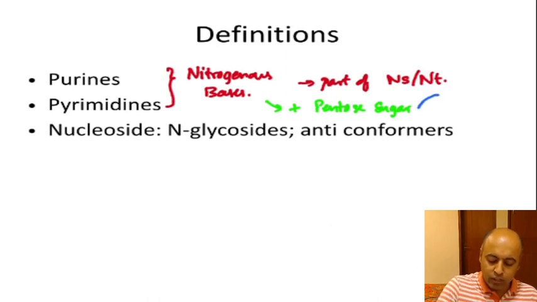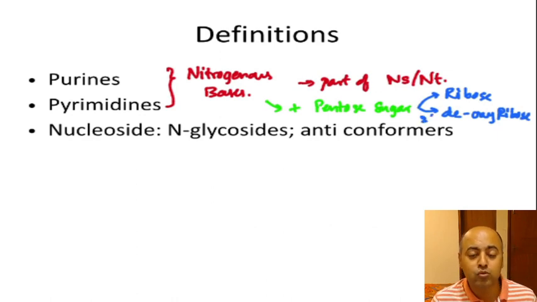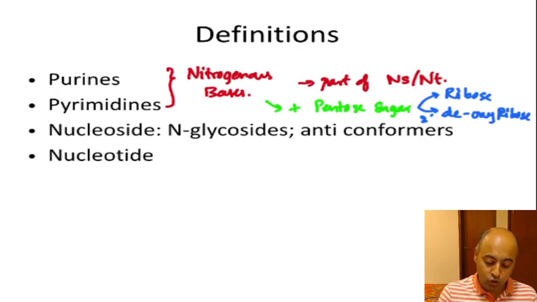It is attached to the pentose sugar. I'm sure you know if it is RNA, we will have the ribose sugar. If it is DNA, we have the deoxyribose sugar. Okay, so ribose and deoxyribose, the deoxygenation is at carbon 2, so 2-deoxyribose. So in the nucleoside, we will have an addition of the pentose sugar. Okay, so we get the nucleoside, and then you get the nucleotide.